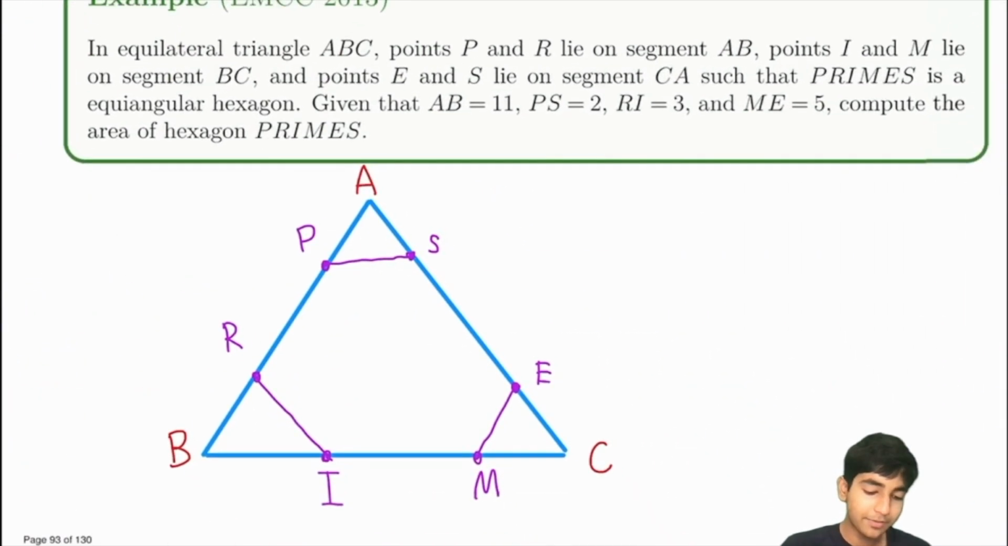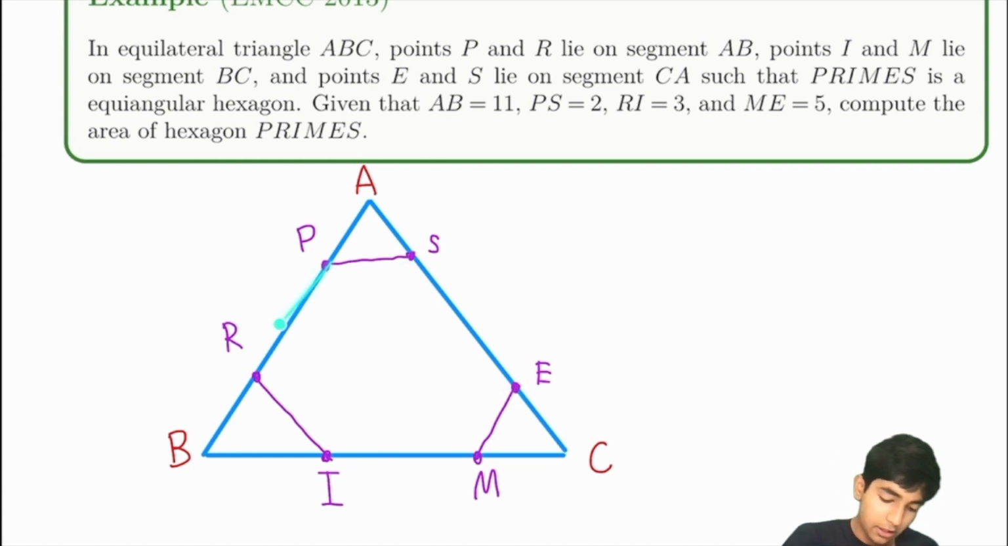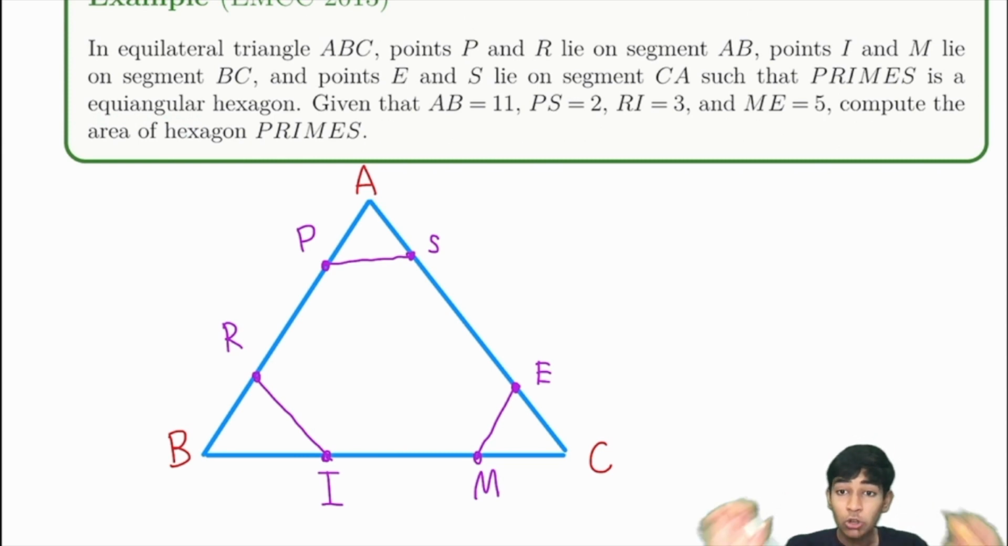Okay, now let's solve this problem over here. An equilateral triangle ABC, points P and R lie on segment AB, as you can see here. Points I and M lie on segment BC, and points E and S lie on segment CA, such that PRIMES, this hexagon over here, is equiangular. Not regular, equiangular. Huge difference there.